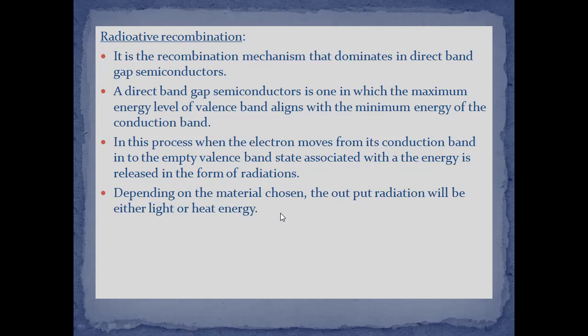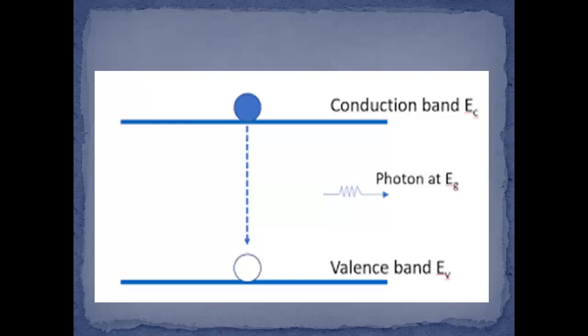then such recombination is called radiative recombination. Depending upon the material chosen, the output radiation will be either in the form of light energy or in the form of heat energy. The best example for this radiative recombination is the PN junction diode and also the LED, where the LED will have an output of light energy, whereas the PN junction diode will have an output of heat energy.